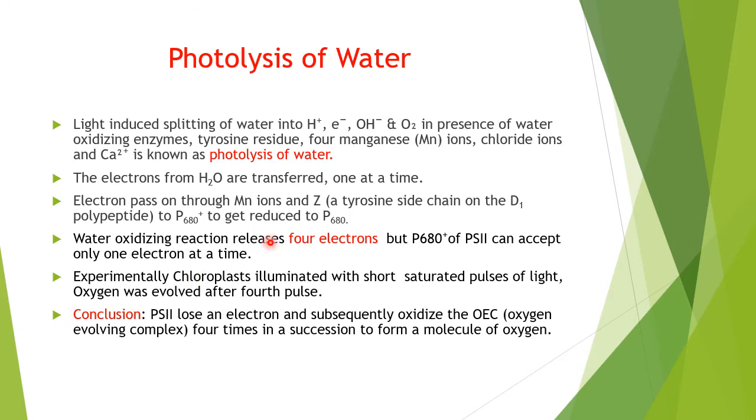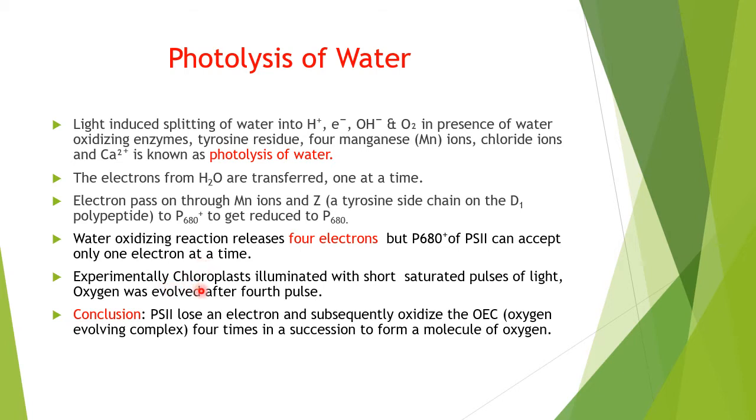Water oxidizing reaction releases 4 electrons, but pigment system second can accept only 1 electron at a time, because if 4 are released, you'll see that there is a water oxidizing clock where water is oxidized in transient states. It's not done in one flash of light.